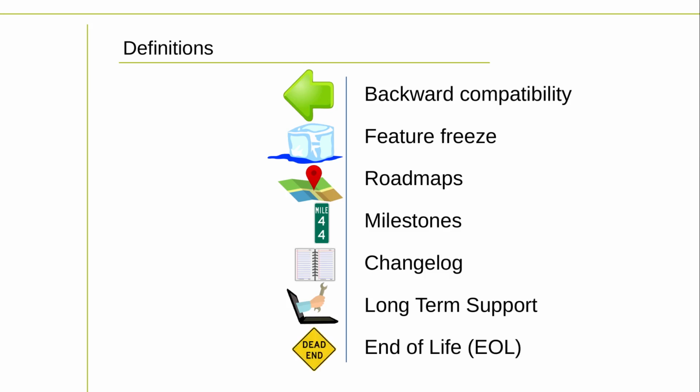On the other hand, end of life refers to a point in time when a software version is no longer supported by the vendor. This means that the vendor will no longer provide updates or fixes for the software, and any security vulnerabilities or bugs that are discovered will not be addressed. This can leave users with unsupported software that may be prone to security risks and other issues.